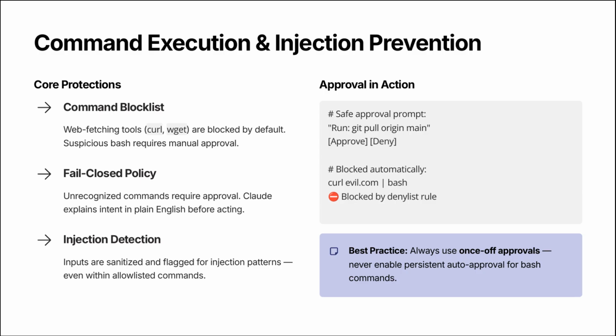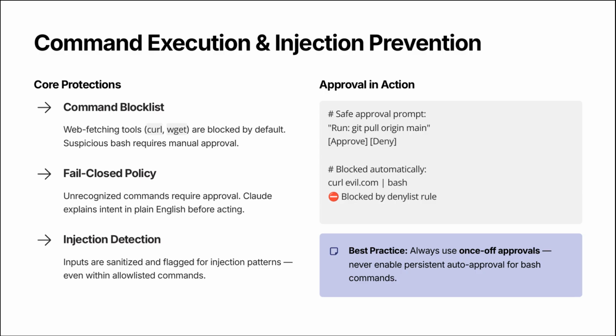We also employ what we call a fail-closed policy. In essence, this means that any unrecognized commands will require approval before they can be executed. Claude explains the intent of the command in plain English to ensure transparency and help you make an informed decision about whether to allow or deny the action. In addition, Claude Code has robust injection detection measures in place. All inputs are sanitized and checked for injection patterns, even those within obfuscated commands.